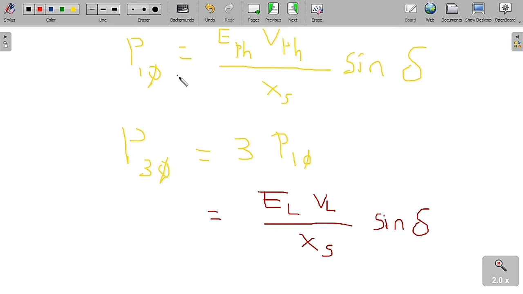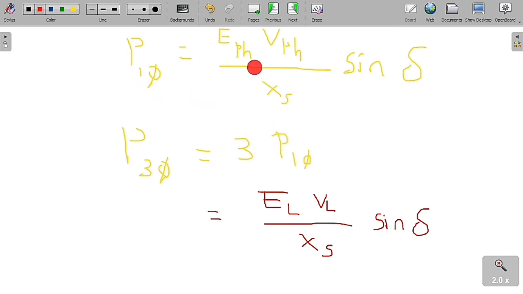Let me tell you some important concept. The single phase power equation is equal to E phase into V phase by XS into sine delta. It is a per phase diagram. So for the per phase diagram, we are going to get the power in this way. But if you want three phase power, you just have to multiply by 3 because there are 3 phases. So 3 into single phase.